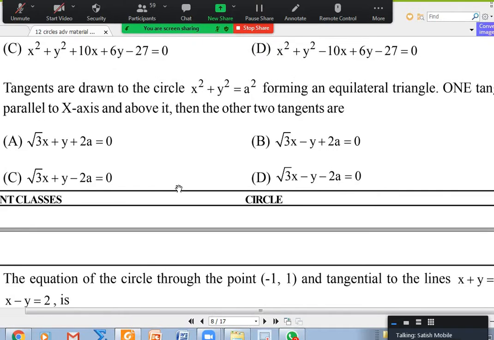Those who completed the 7th one can try the 9th one. Sir, for the 9th one, I am getting a completely different answer, sir. x plus root 3y equals 2a and x minus root 3y equals 2a. Okay, let us see your figure. You have to see properly. One of the tangents should be parallel to the x-axis. Then for the other two tangents, do you think their inclinations with the x-axis are 30 or 60 in the figure? 60, sir. Okay, then if it is 60, the slope should be root 3, right?